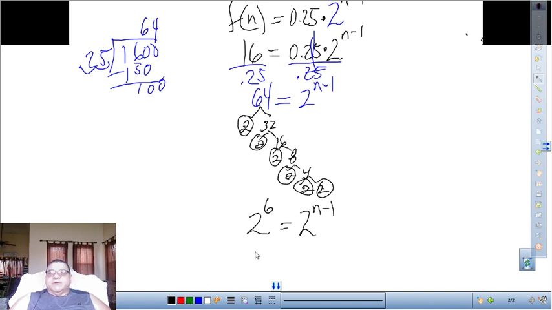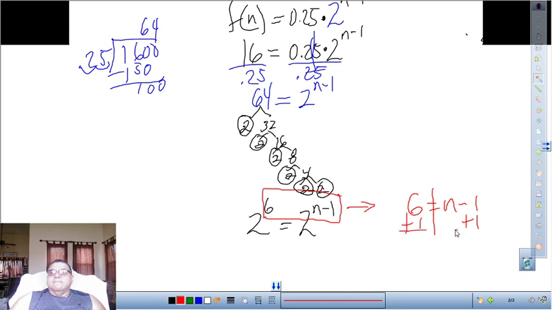So at this point, who notices that we have the same basis here already? 2 and 2. So that means that the exponents should be the same. If they are the same, that means that this is equal to that. So let me write that over here. 6 equals n minus 1. And now we can actually solve for n. So plus 1 plus 1, 7 equals n.